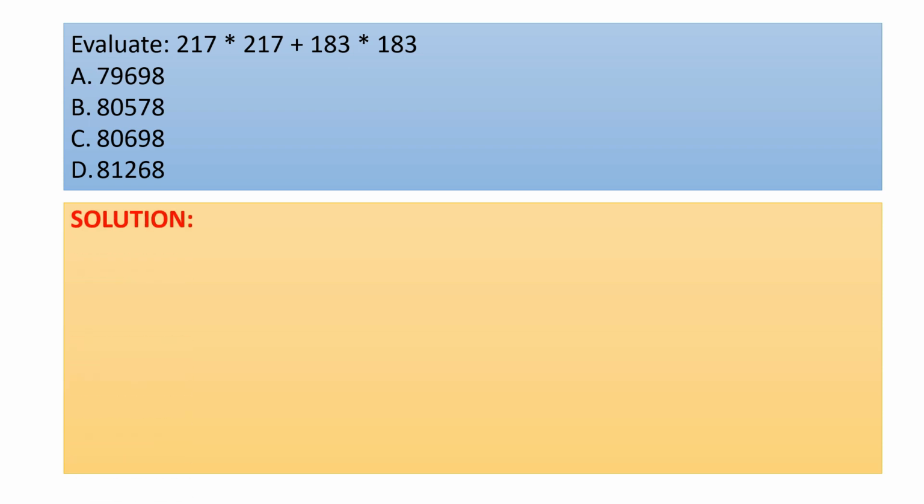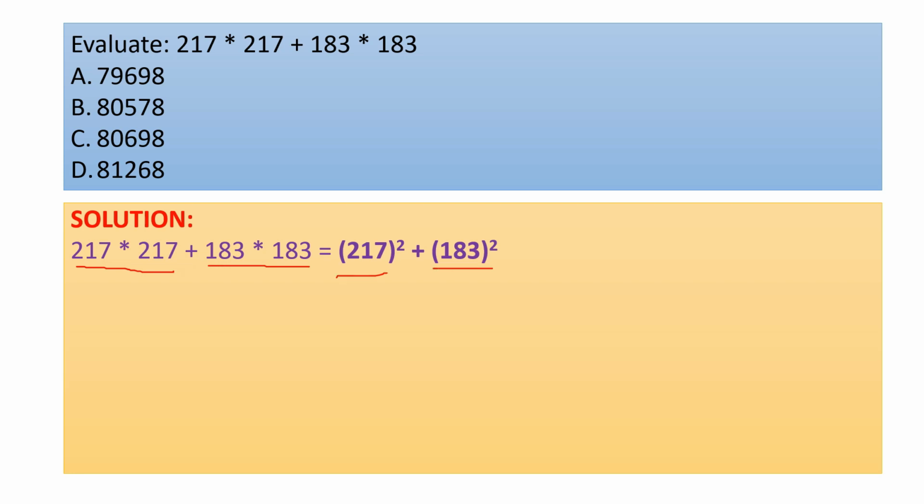Here, evaluate 217 into 217 plus 183 into 183, and the options are 79698, 80578, 80698, 81268. Let's see the solution. So here we are having 217 into 217. So we are rewriting as 217 square. Similarly, for 183 also we are writing as 183 square. So we have to reformat these two values either in the format of a plus b the whole square or a minus b the whole square.